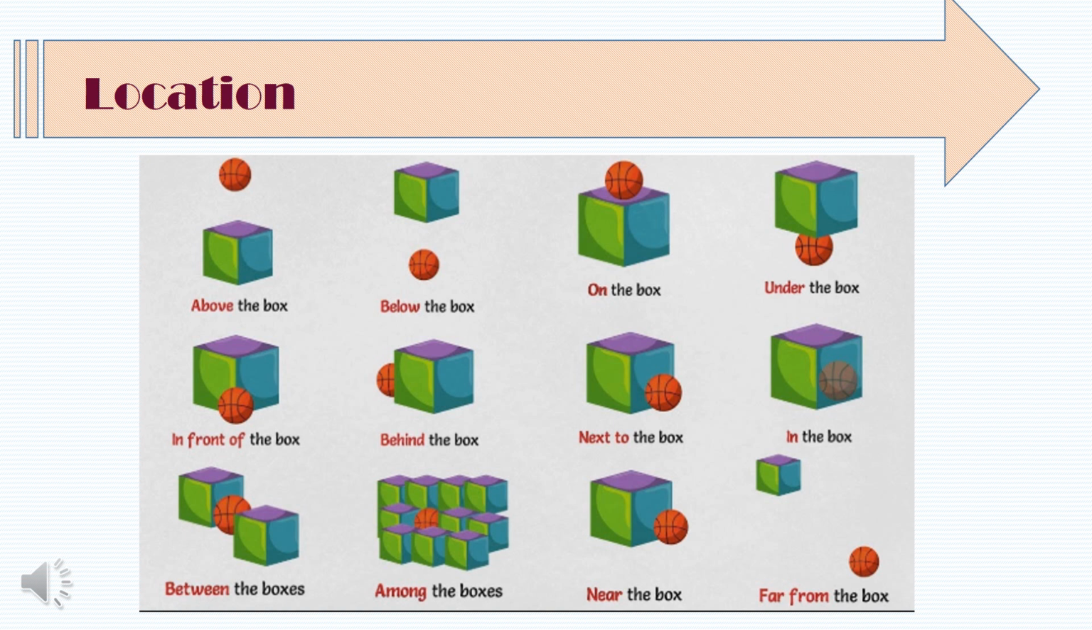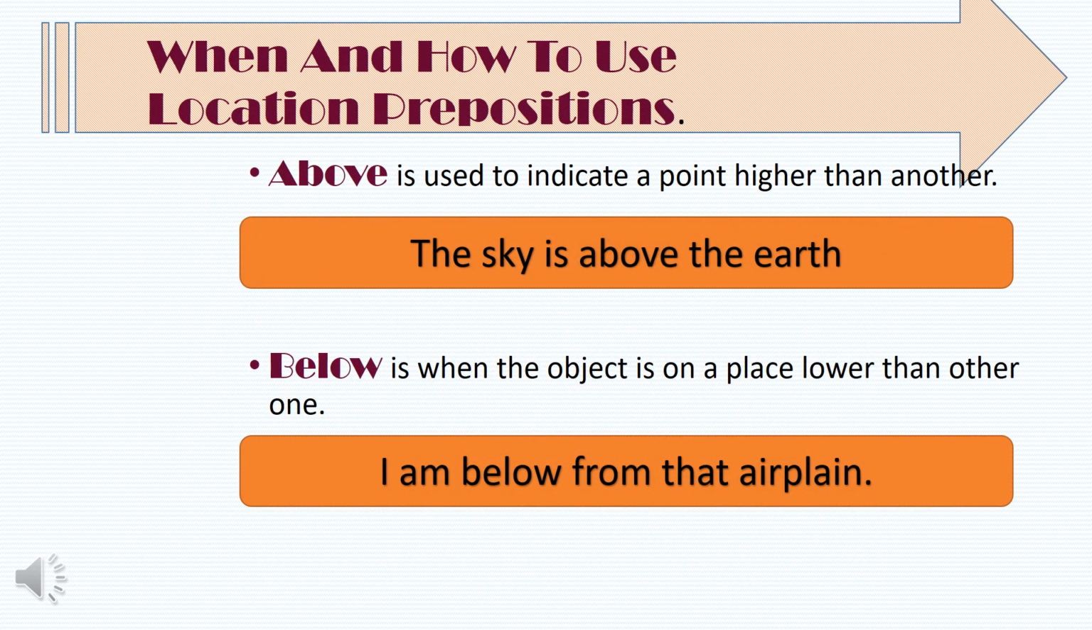Prepositions of location are used to speak about where an object is. Next to, behind, among, near are examples of this kind of preposition. Above is used to indicate a point higher than another. Below is the opposite. It is when the object is in a place lower than the other one.